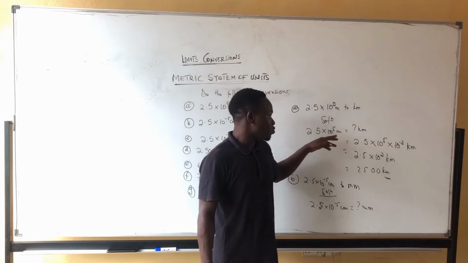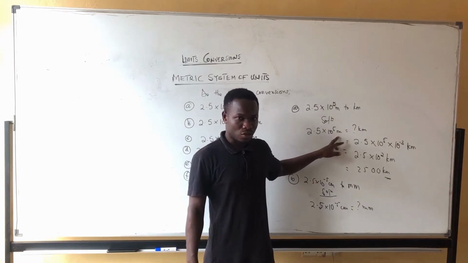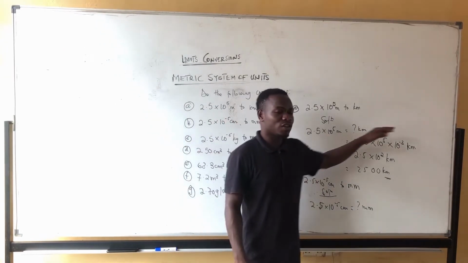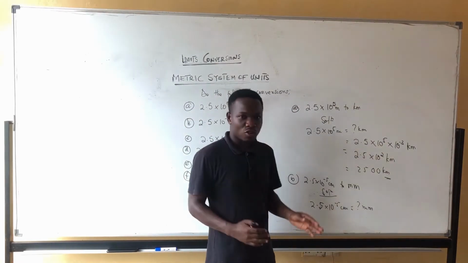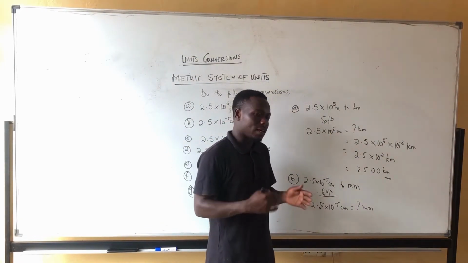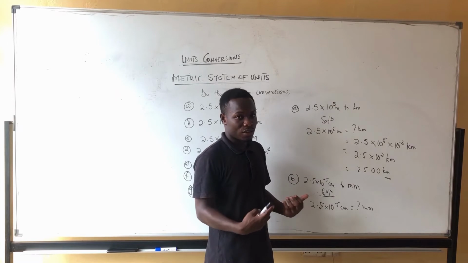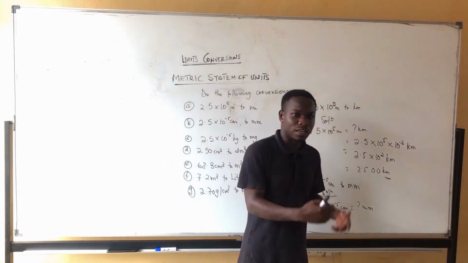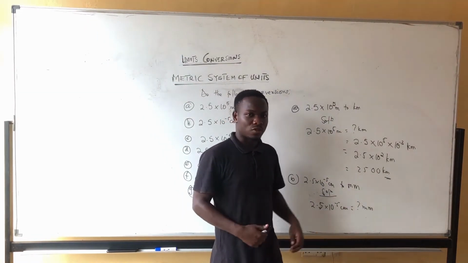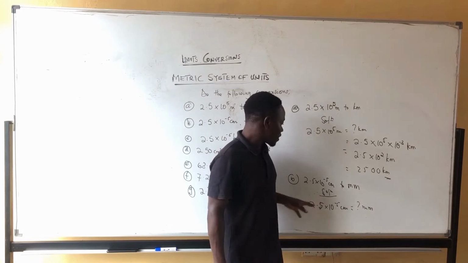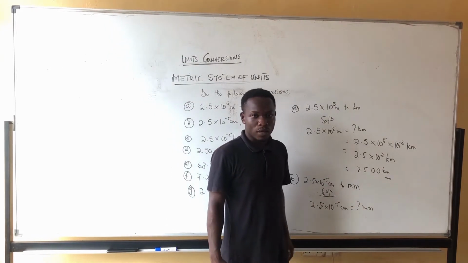For the previous example, I didn't have to do that because it was already in the base unit, the meter, so I could do the conversion straight away. But this one is sort of an intermediary conversion. First convert to the base unit, then from there you can convert to the last unit. You can't go straight from here to here.